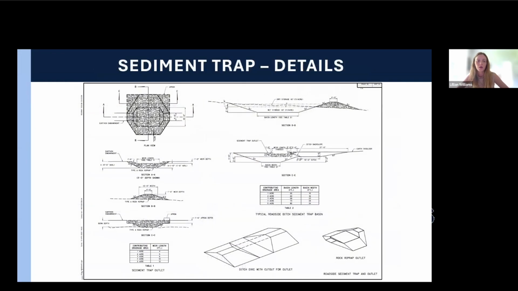And here's just some more details of that trap. There's 2 tables that specify the basin length and width based off of your drainage area, and then it also specifies your weir length based off of the same drainage area. So these are the plans that we used when constructing these detention practices.